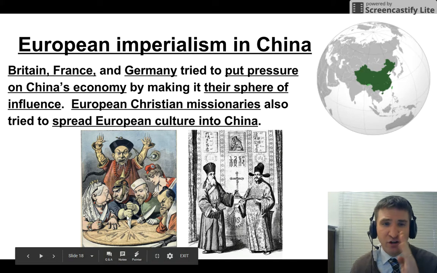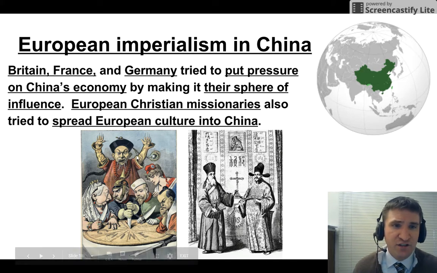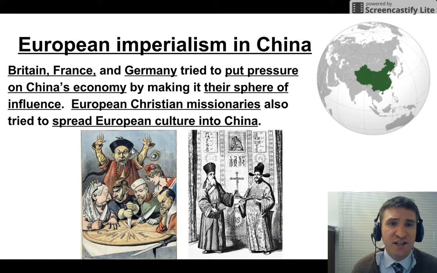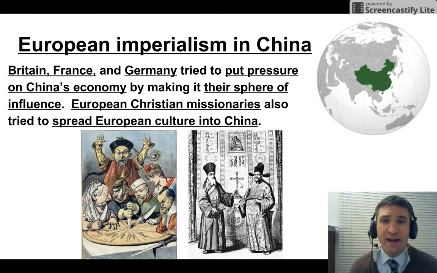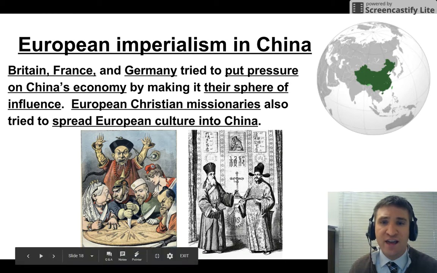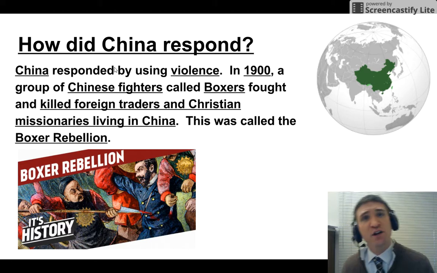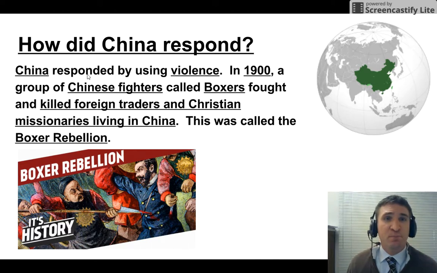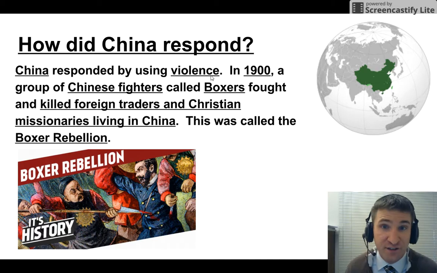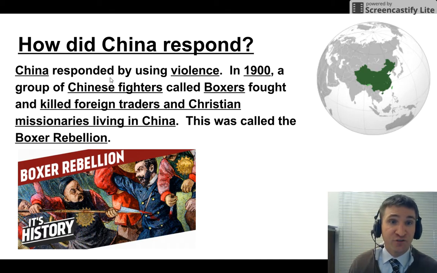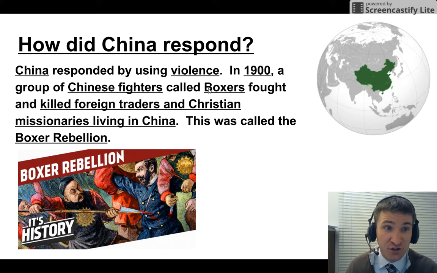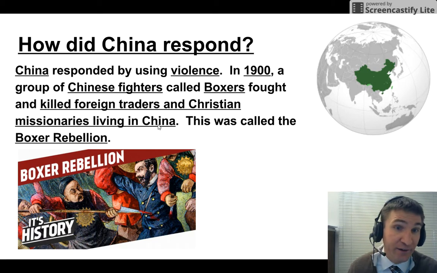How did China respond to this? China responded by using violence. In 1900, a group of Chinese fighters called Boxers fought and killed foreign traders and Christian missionaries who were living in China. This event was called the Boxer Rebellion. And these Boxers thought that they had a specific religion that allowed the bullets from the Europeans to bounce directly off of them. And they happened to be wrong about that.